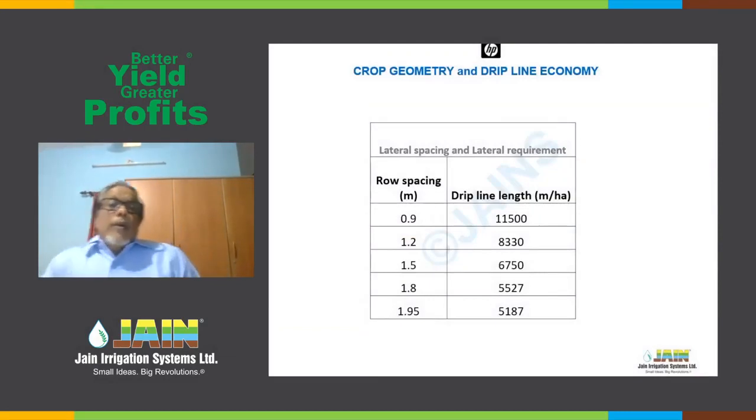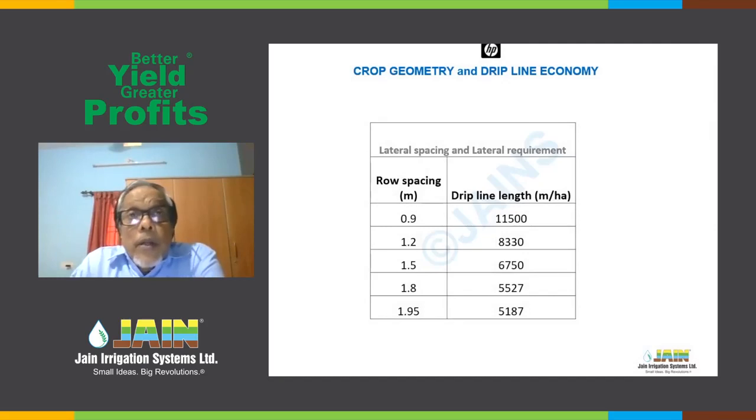Now, crop geometry plays a role in drip line economy. Actually, we have done quite a lot of these studies when we were getting into drip irrigating sugarcane. That's a story from about 22 years ago. Ideally, sugarcane was originally planted by farmers at 3 feet in Tamil Nadu, Andhra and all that, and as you go to the north, you get 2.5 feet. Very close planting. And that remained as a steadfast technology.